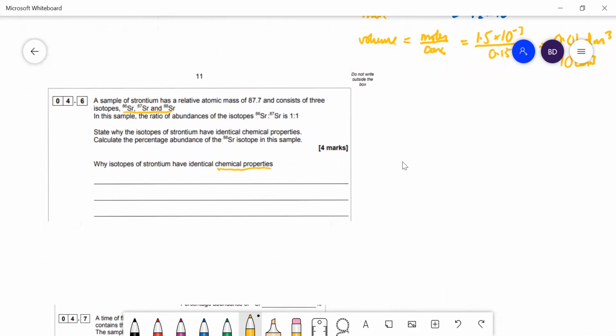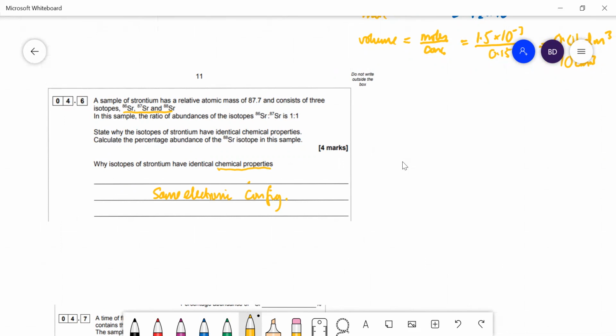It's always 1 mark for that in the mark scheme, and you can't say the same number of electrons. You've got to be a bit more precise. You've got to say they've got the same electronic configuration. That's all you need to say. That will give you 1 mark. The other 3 marks are for the calculation, so let's do that.